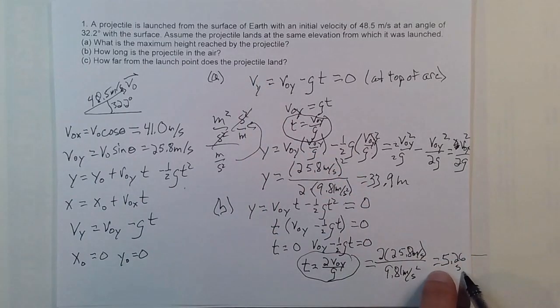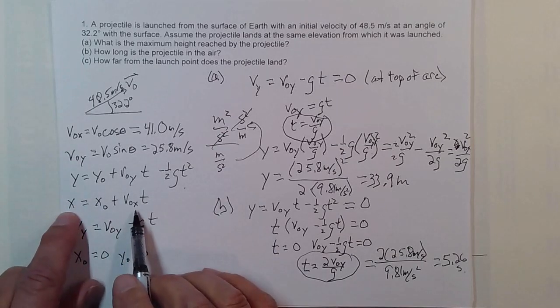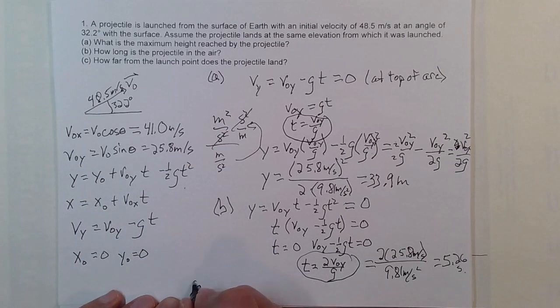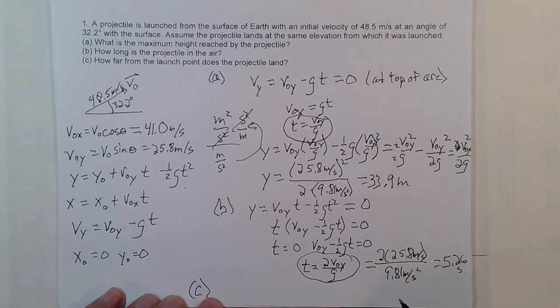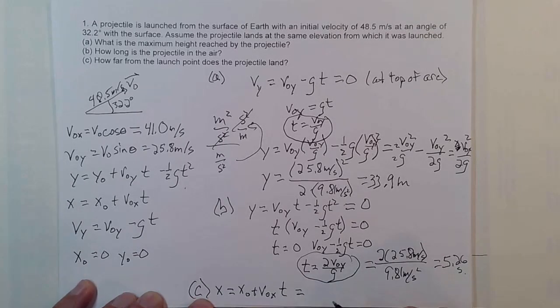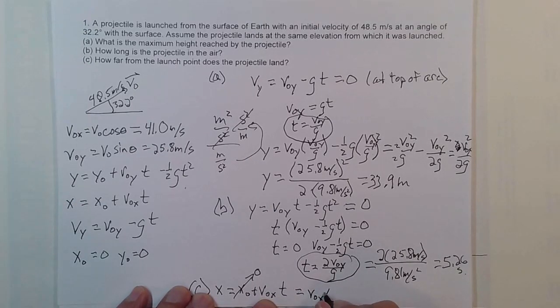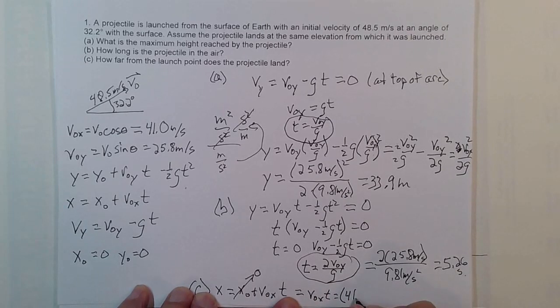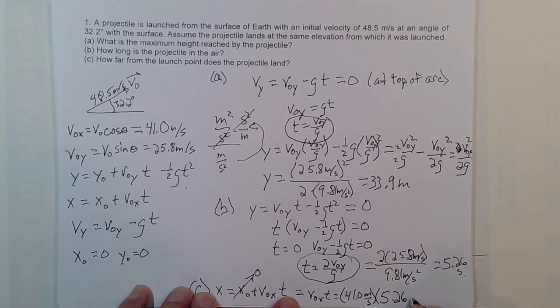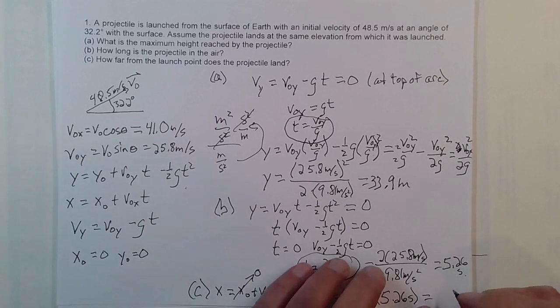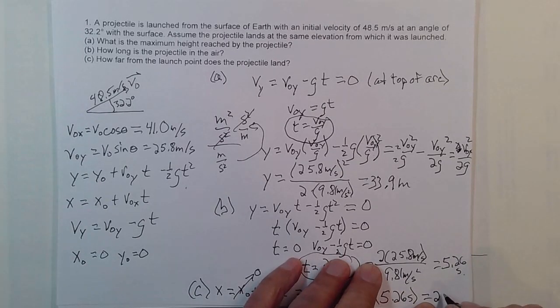Well, it's traveling for this long. I've got an x equation that looks like this. Okay, well, x naught is 0, and v naught x is 41.0 meters per second. So I'll just have v naught x t, which is 41.0 meters per second times 5.26 seconds, which is 216 meters.